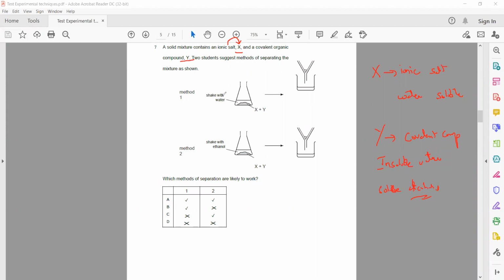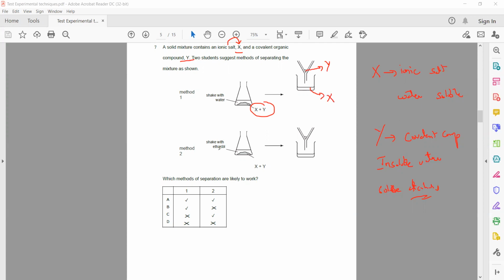So when we shake the mixture of X and Y with water, what will happen? X will dissolve and Y will not dissolve, because Y is a covalent compound. As ionic compounds are water soluble and covalent compounds are insoluble in water. So X will dissolve and Y will be left. So Y will be on the filter paper and X will be a solution.